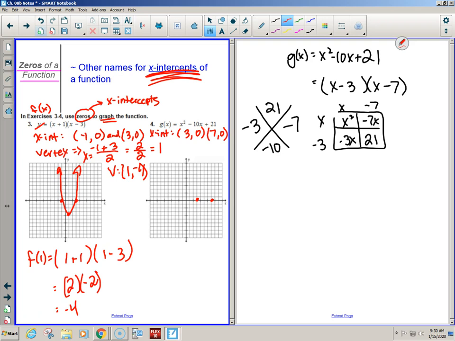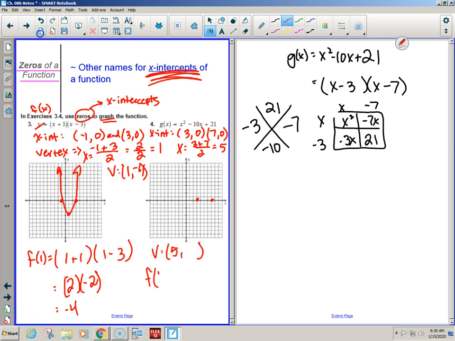Okay, what did you do, Jonathan? It's 3 plus 7, all divided by 2. What did you end up getting? 5. Perfect. Now, 5 is part of the vertex. What else do I need? I have my vertex x, the 5. All I need is the y.